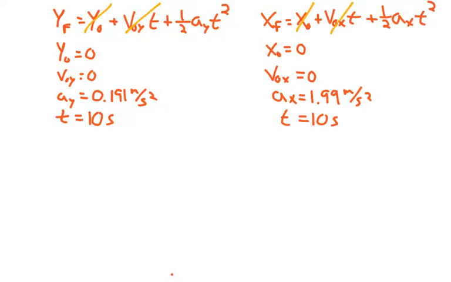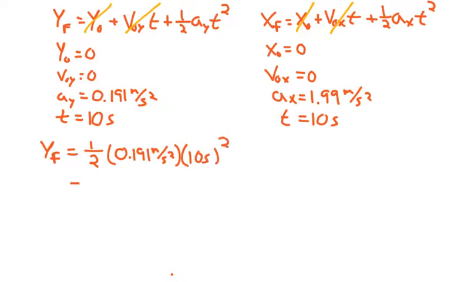So now I have some relatively easy equations to work with here. I know what my y component for the acceleration is, so I'll plug that in for a sub y, and I also know what the time is, so I'll plug that in for t. So let's go ahead and solve for that. We've got y final, my vertical distance that I travel, is equal to 1/2 times a sub y, 0.191 meters per second squared, times plug the time in, and don't forget to square it, so 10 seconds squared.